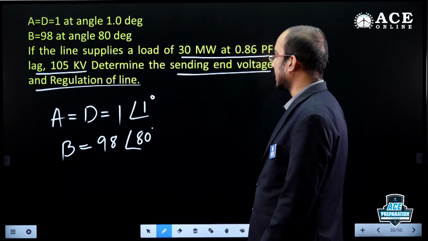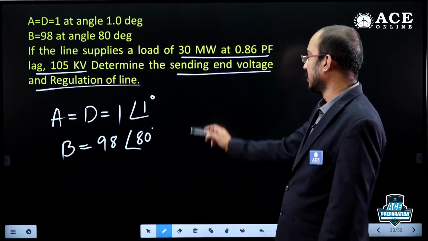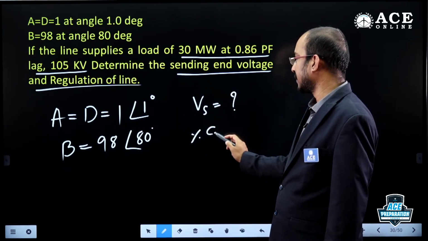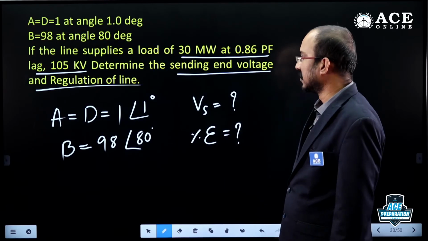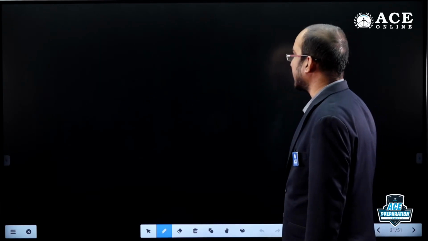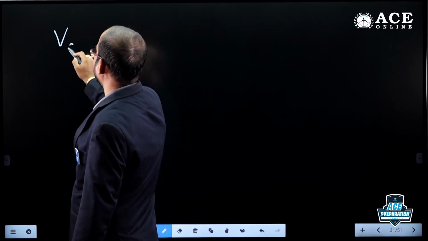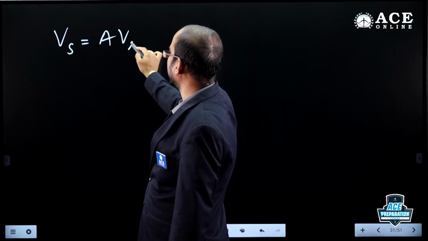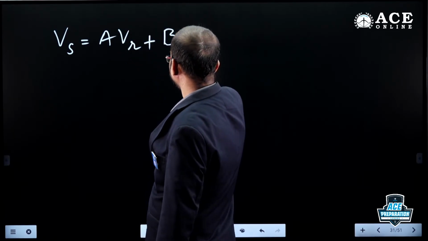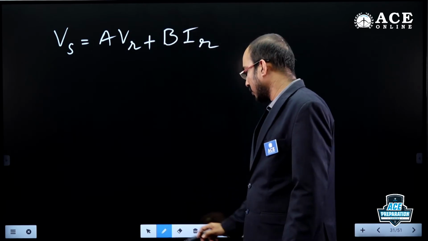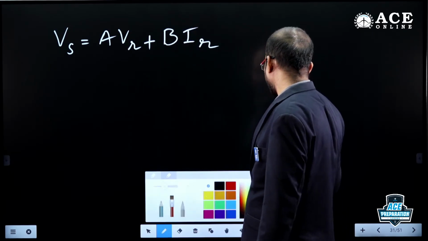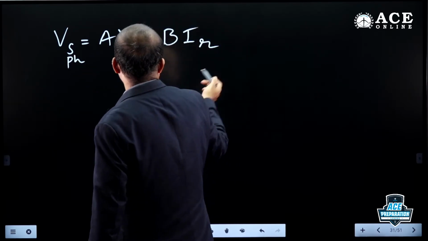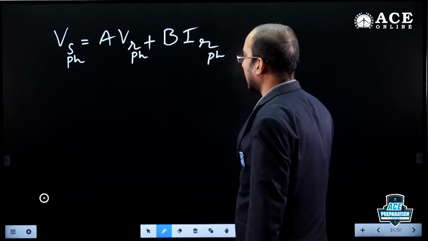So what is being asked to calculate here? The sending end voltage, Vs, and the percentage regulation. How do you calculate the sending end voltage? Using the two-port network parameter equation, Vs is equal to A VR plus B into IR. In this equation, you need to substitute per phase values, so you will get the sending end voltage per phase, and substitute the per phase current.